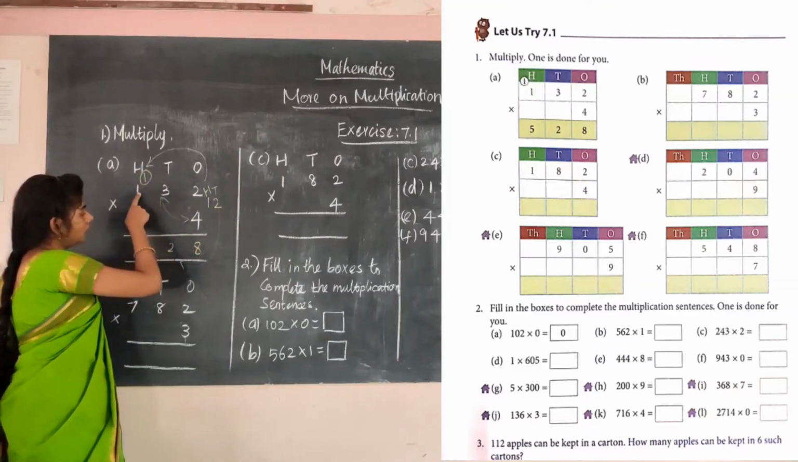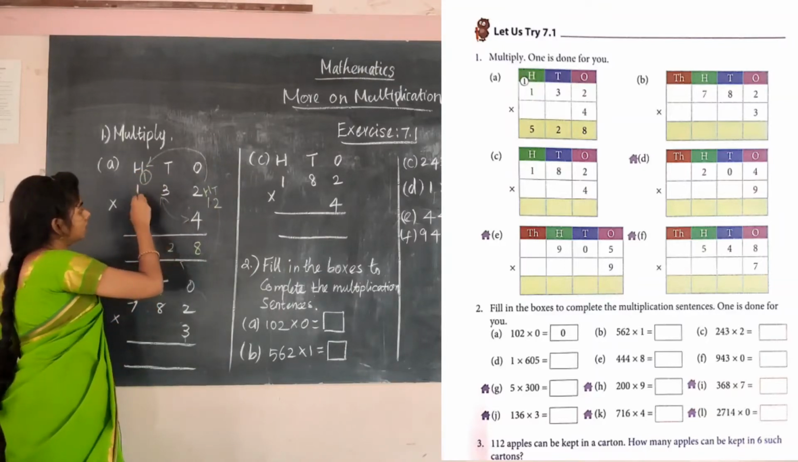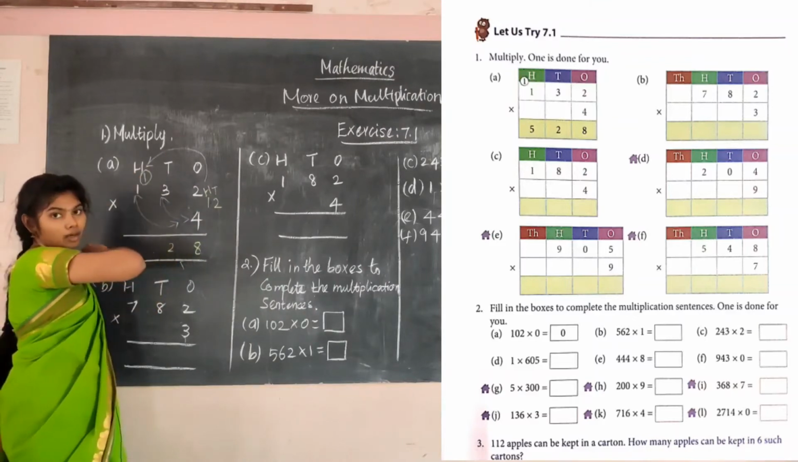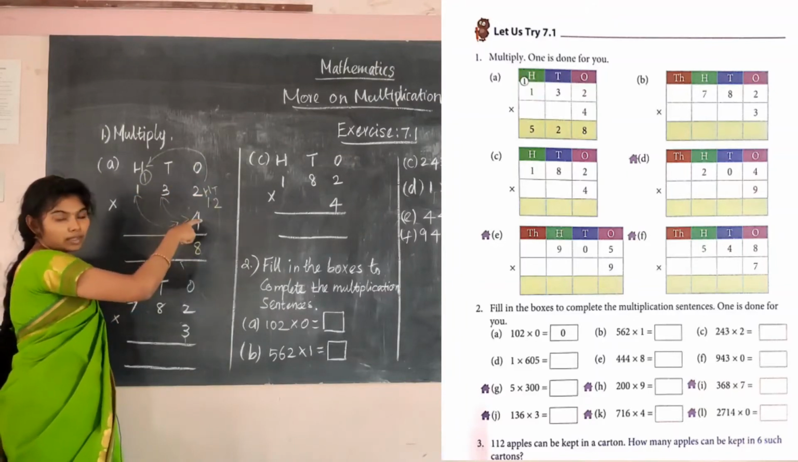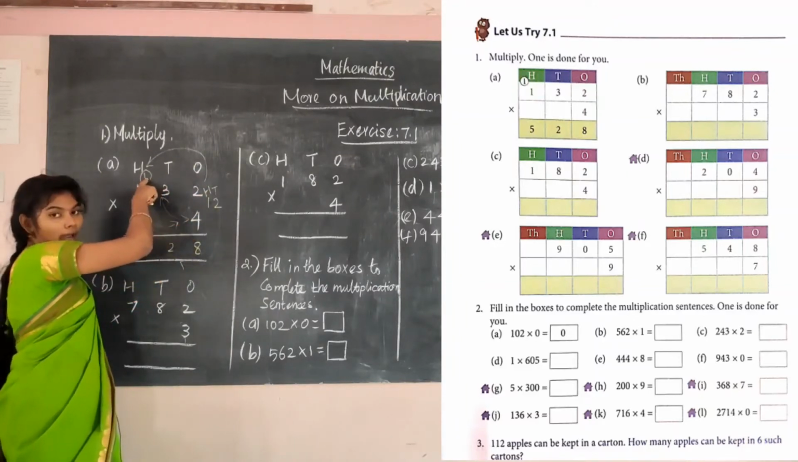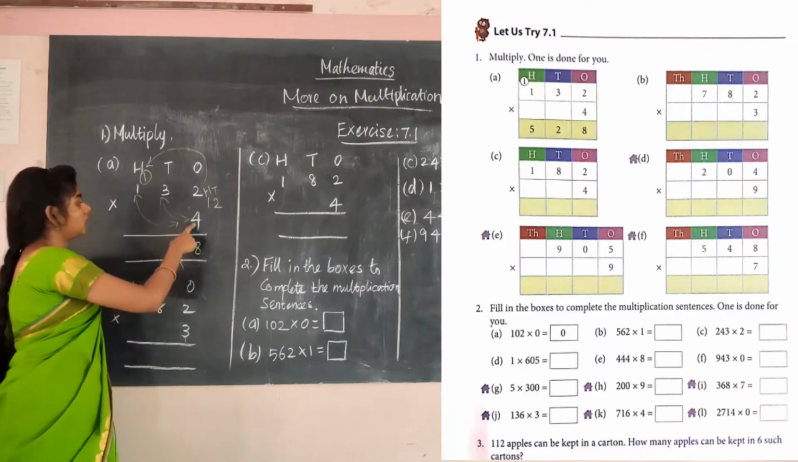After that we have to multiply the hundreds place and the ones place number. Then we have to add the carried over number. First you have to multiply the number and then you have to add the carried number to the answer after multiplying.